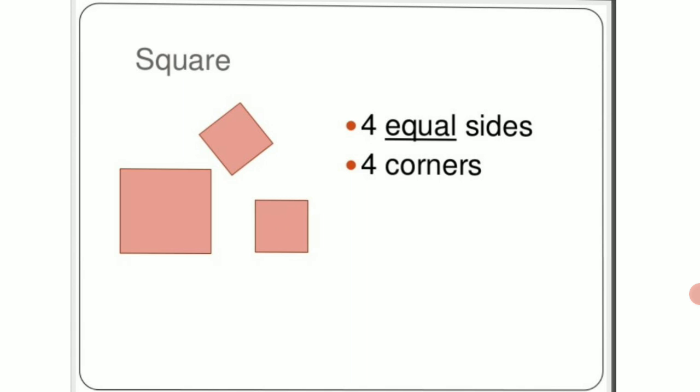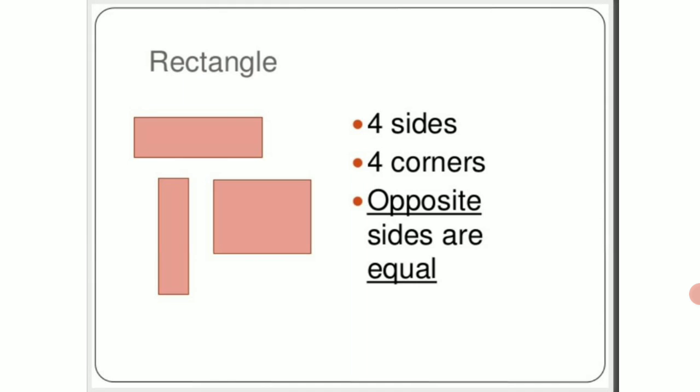A square is a four-sided figure which has all the sides equal, children, and the square has four vertices, or you can say four corners. Here you can see the picture of a square given.